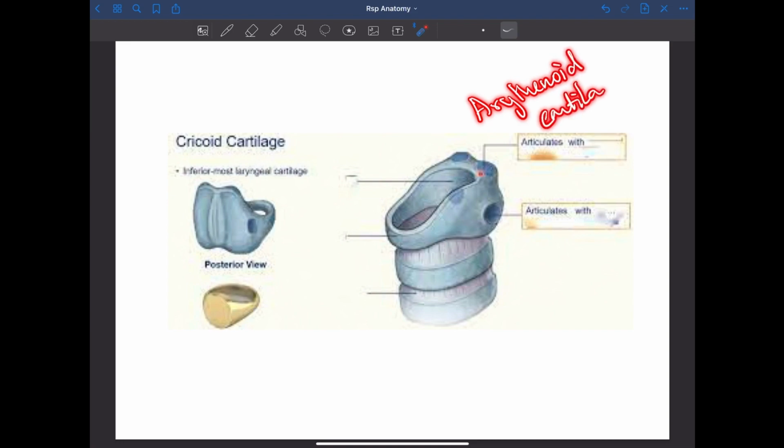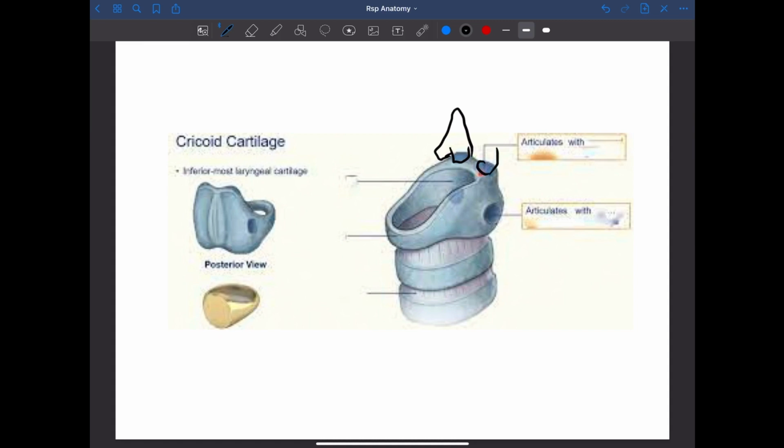Yes, you got it exactly right. The arytenoid cartilage lies just above this. Yeah, it lies above the cricoid cartilage like this.